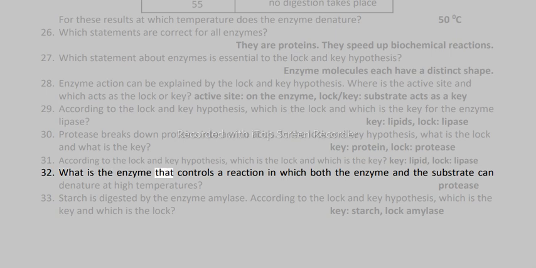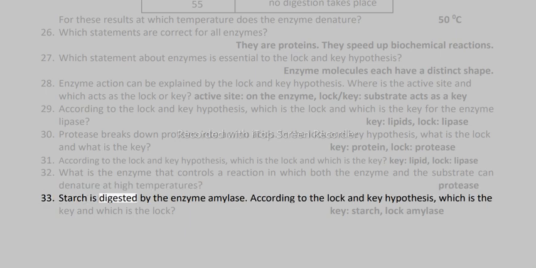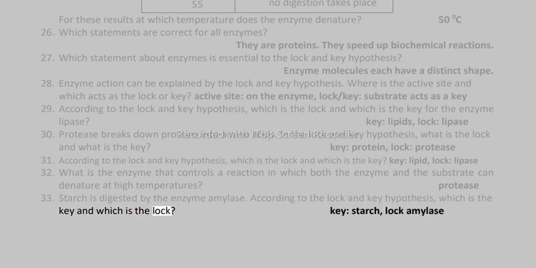32. What is the enzyme that controls a reaction in which both the enzyme and the substrate can denature at high temperatures? Protease. 33. Starch is digested by the enzyme amylase. According to the lock and key hypothesis, which is the key and which is the lock? Key, starch. Lock, amylase.